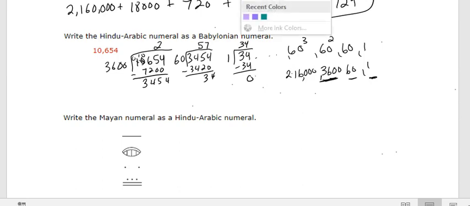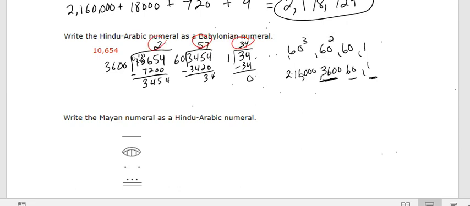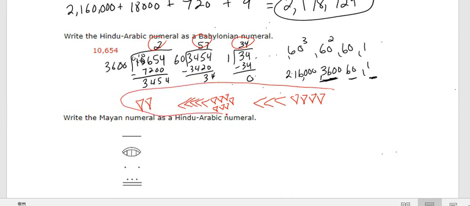So the numbers that we get up here, this is what we need to represent using the symbols for the Babylonians. So 34 can be written as 10, 20, 30, 31, 32, 33, 34. Now I'm going to leave a space here. 57 can be written as 10, 20, 30, 40, 50. And then we need 7 of these. And then I'm going to leave a space and I'm going to represent 2. And so this would be your answer.